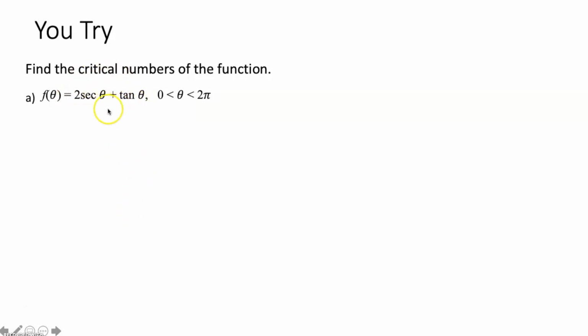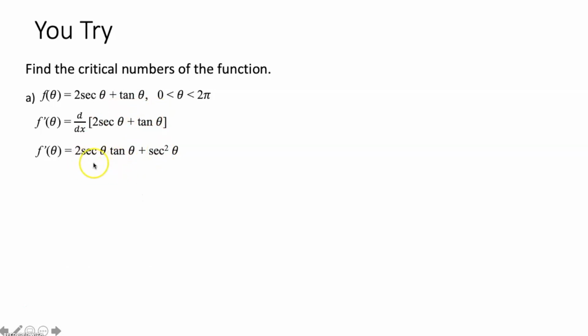So first thing we need to do is take the derivative. So let's take the derivative of this function. To take the derivative of this function, we take the derivative of each term separately. The derivative of 2 secant theta, the 2 just pops out front by the constant multiple rule, and the derivative of secant theta is secant theta tan theta. Then we take the derivative of tan theta, which is just secant squared theta.